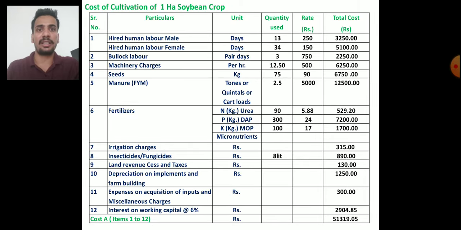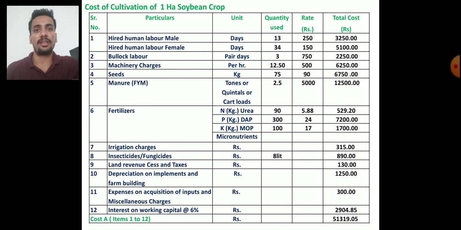So I have calculated the per kg cost of soybean seed. It is 90 rupees, so I have written the rate 90. The total cost for 75 kg of soybean seed is 6,750.